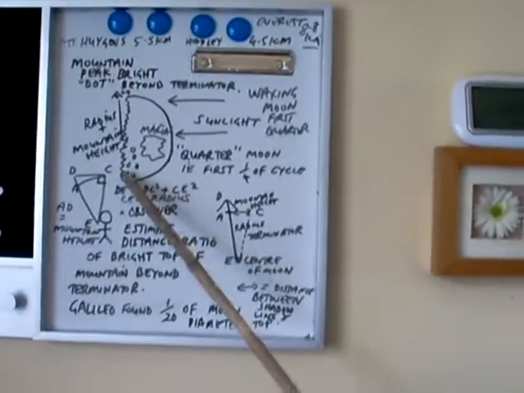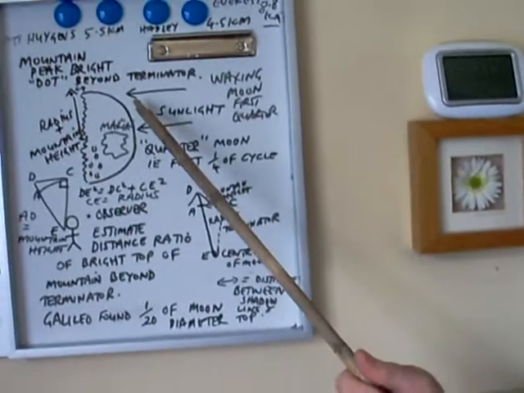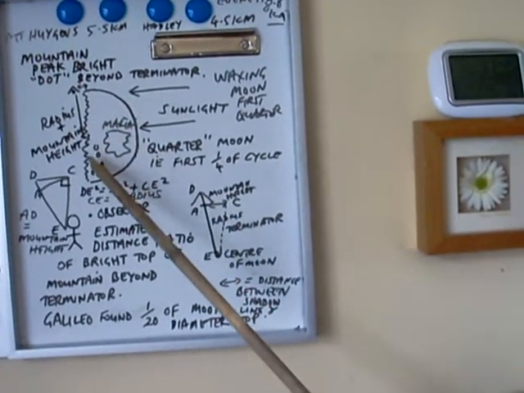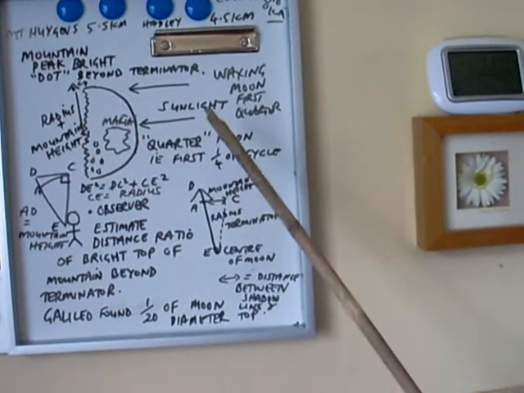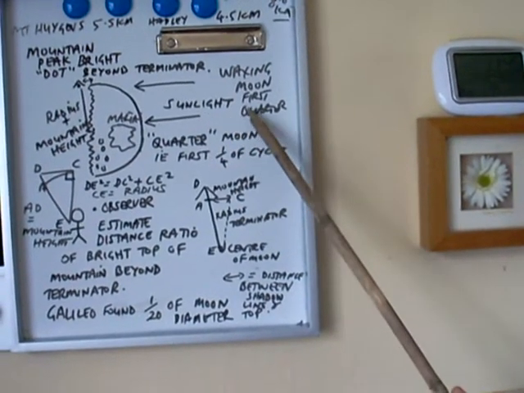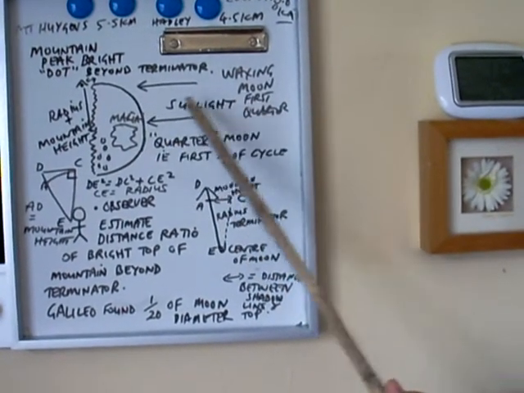Here is an example of the sort of thing Galileo did. He looked at the moon when it was first quarter. To us the disk of the moon appears to be like a half, but as you can probably see from my diagram, I've shown sunlight coming from this side here.